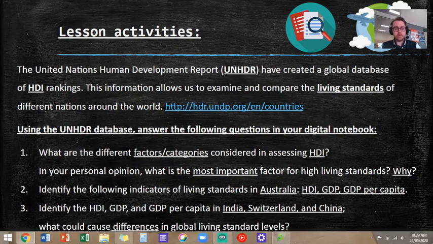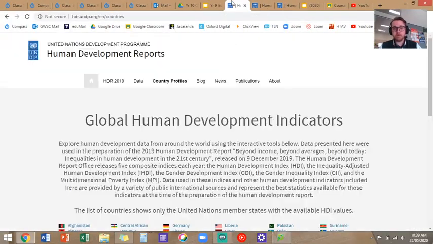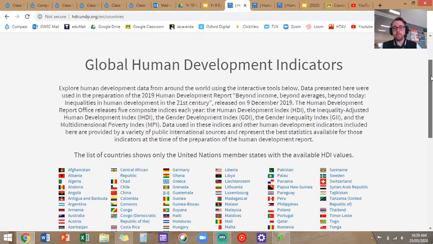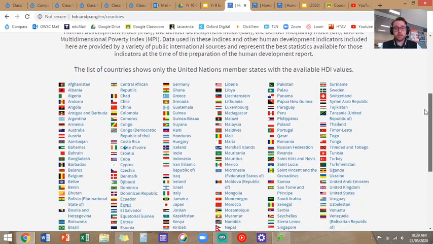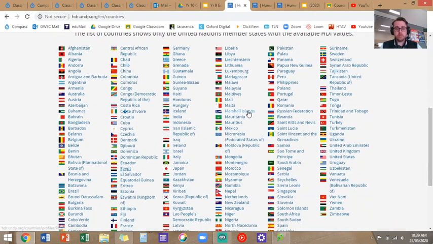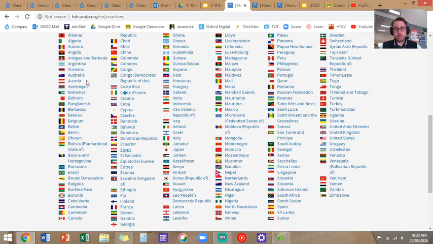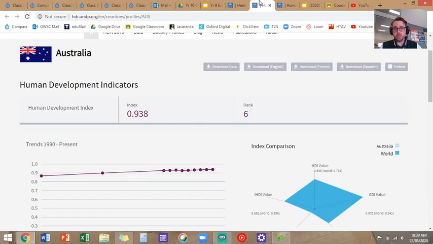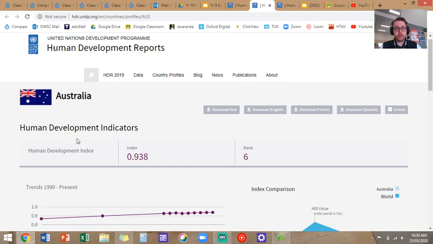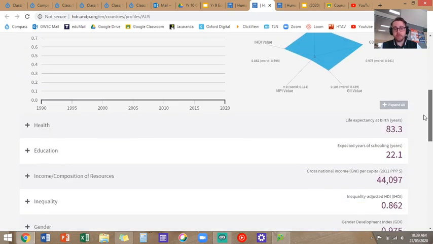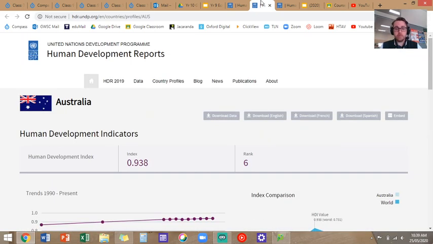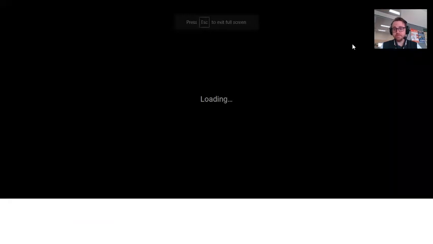So I'll show you what that looks like right now. You can see they've got Global Human Development Indicators, 2019 HDI, and this is all the different countries in the world. And if you click on them, you'll get something that looks like this. You've got little Australia there, and I'll talk about what some of these numbers mean in a minute. Just wanted to show you the website.